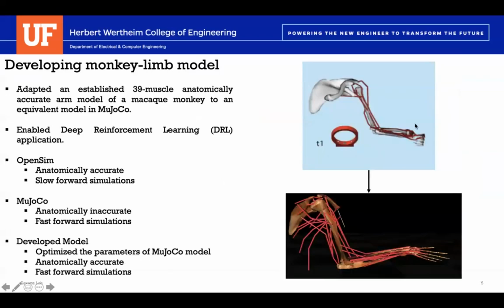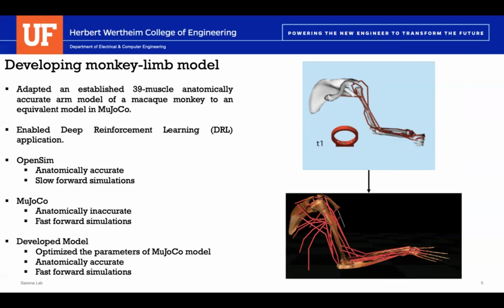In order to produce a neuromechanical simulation, we first developed a monkey limb model. We adopted an established 39 muscle anatomically accurate model from a monkey in OpenSim to an equivalent MuJoCo model to enable deep reinforcement learning applications on it. The existing models in OpenSim are anatomically accurate, but the downside is that these models are very computationally expensive to simulate. So OpenSim results in very slow forward simulations, which makes the downstream applications of deep reinforcement learning inefficient. On the other hand, the existing models in MuJoCo are not anatomically accurate, but the simulation framework is very simple, and it produces very fast forward simulations of the dynamics as compared to OpenSim.